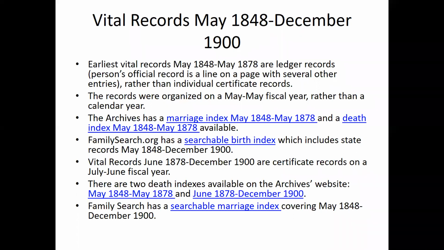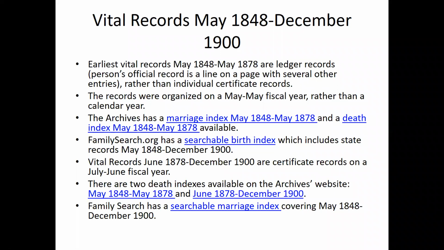For this particular time period, these early vital records, there is the marriage index May of 1848 to May of 1878, and the death index May of 1848 to May of 1878. Again, please always go to the archives website first. FamilySearch has a searchable birth index, which includes May of 1848 to December of 1900.